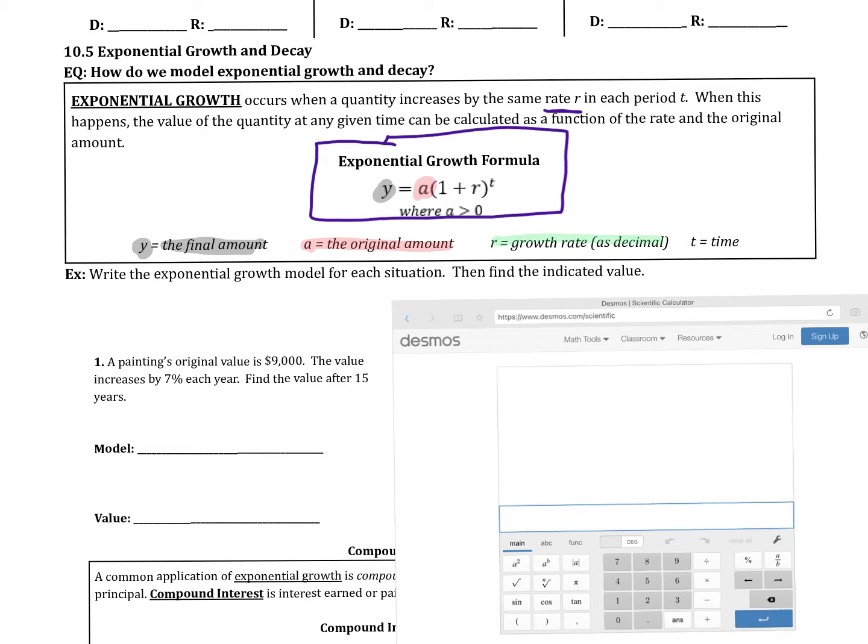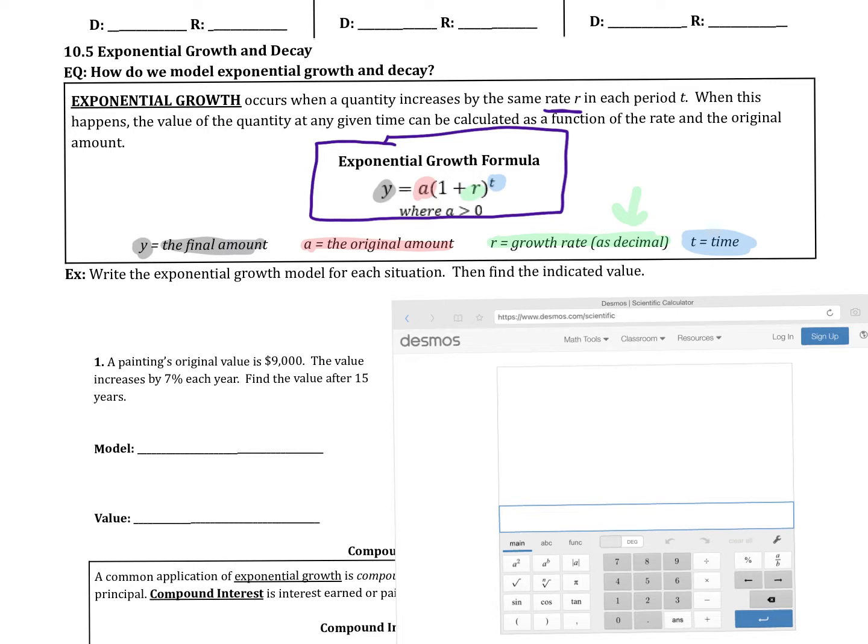And here's a really important thing about r. R needs to be represented as a decimal. So if you get a rate like 20% as a decimal, that means 0.2, right? You're moving the decimal place over 2 times to convert a percentage into a decimal rate. And then last but not least, we're going to be evaluating this at some sort of time. So y equals a, the original amount, times 1 plus r, our rate as a decimal, to the power of t.